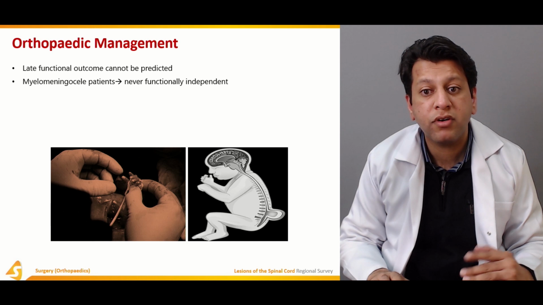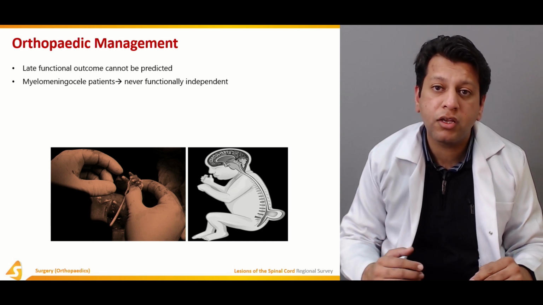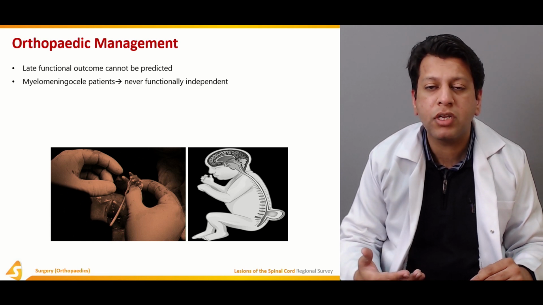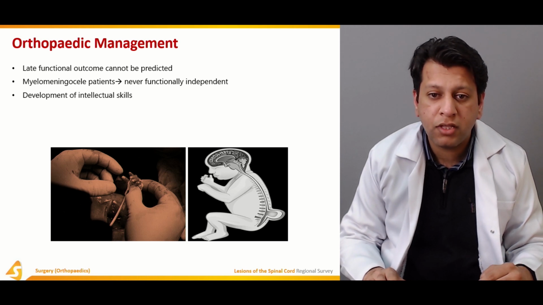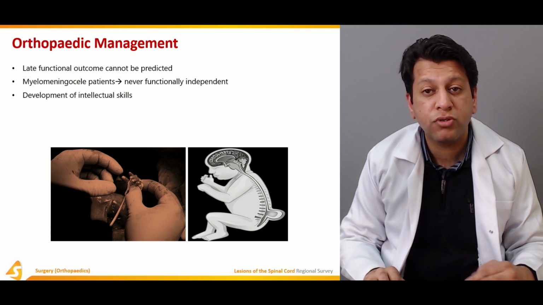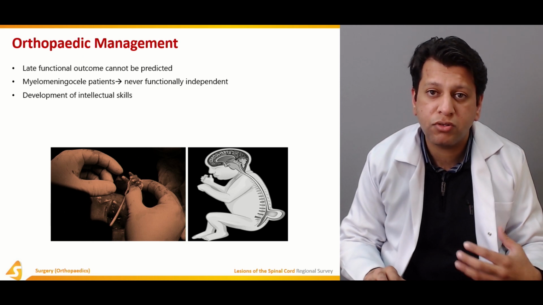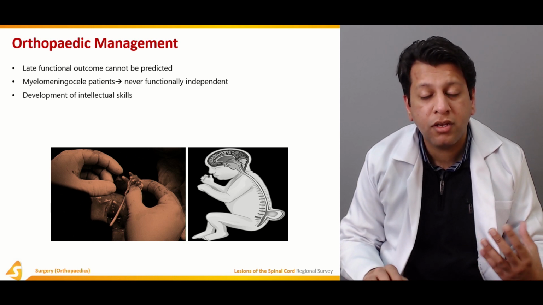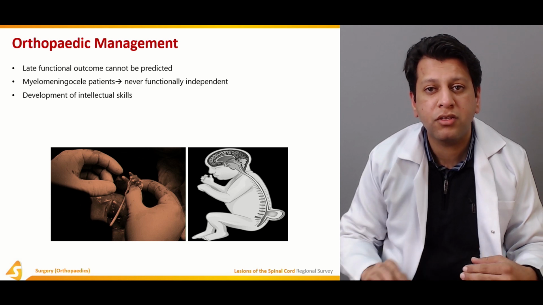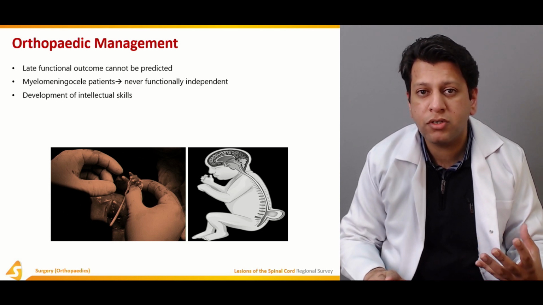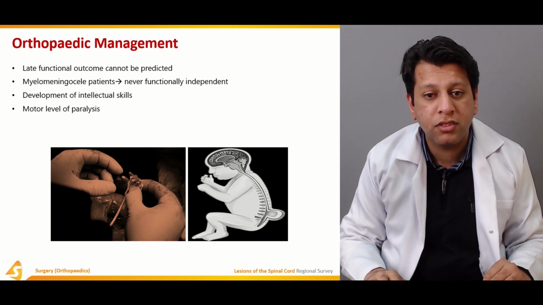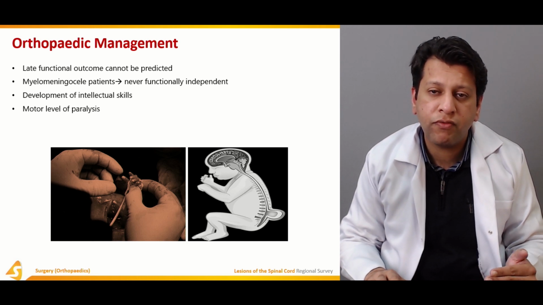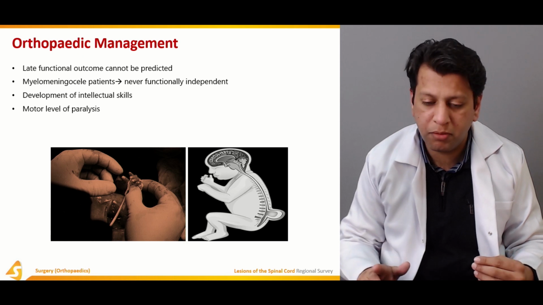Myelomeningocele patients usually never function independently. It is highly unlikely that they're going to carry out activities such as walking and doing their activities of daily living on their own. Usually, there may be decreased development of intellectual skills. As I told you, sometimes in hydrocephalus the pressure is so high that there is always a history of delayed milestones, and there may be other problems due to high CSF pressure, which could be causing decreased intellectual prowess in these patients. There is usually complete paralysis. Even if some muscles do recover, they usually are not good enough for the child to ambulate independently.